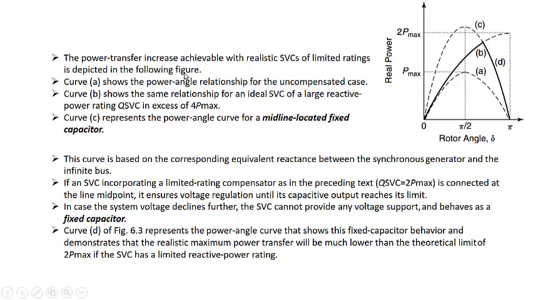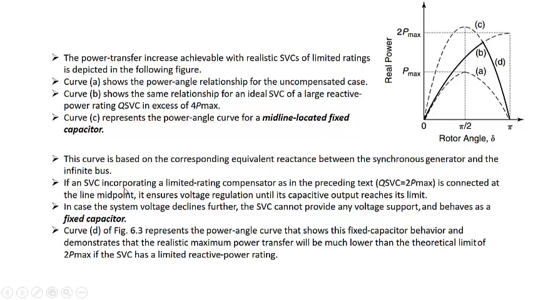Now, this curve is based on the corresponding equivalent reactance between the synchronous generator and the infinite bus. All these curves are drawn by taking care of the equivalent impedance between the infinite bus and the transmission line. We have also already derived this curve when we place a capacitor at the middle of the line, and we finally calculate the value of the equivalent impedance between that synchronous generator, or we can say synchronous machine, and the infinite bus. That was actually Z dash. So all these curves are drawn by calculating that impedance.